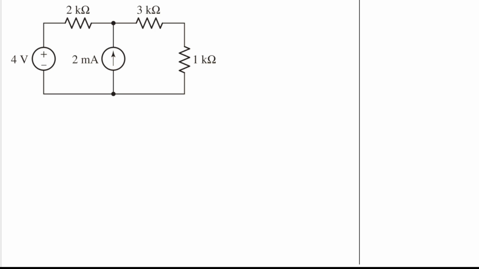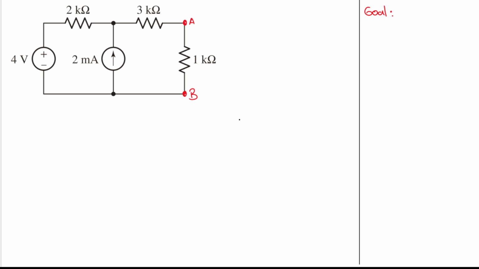Hello, in this video, I will explain how to find the Norton equivalent of this circuit at terminal A and terminal B, between which there is a 1 kilo ohm resistor. So here our goal is to find the Norton equivalent.